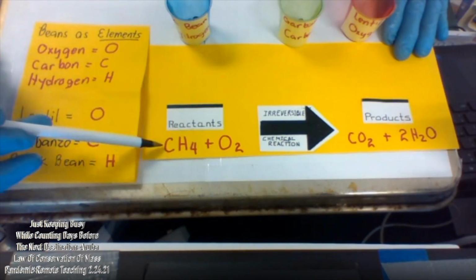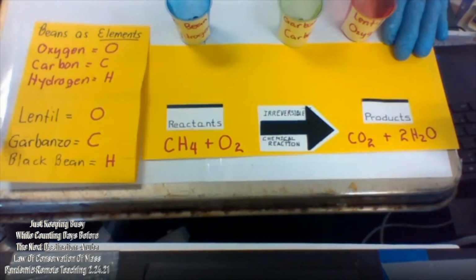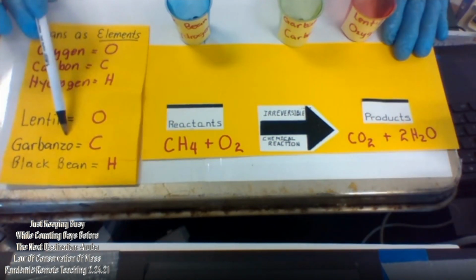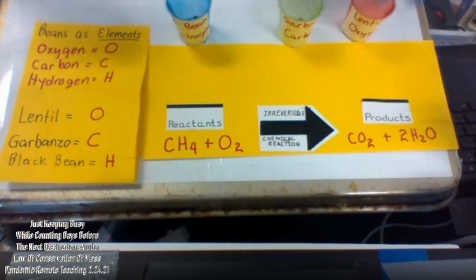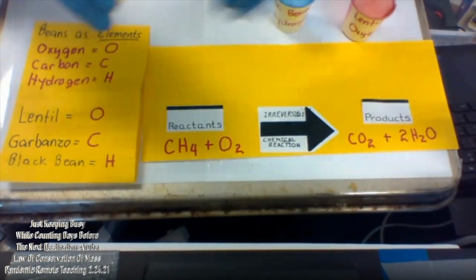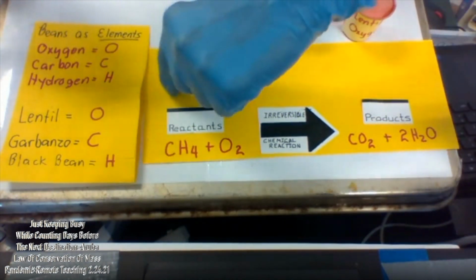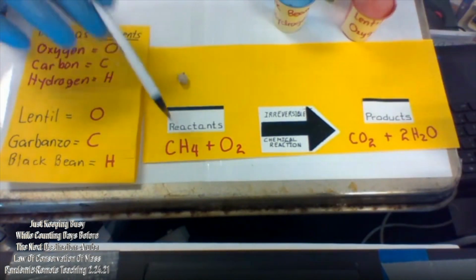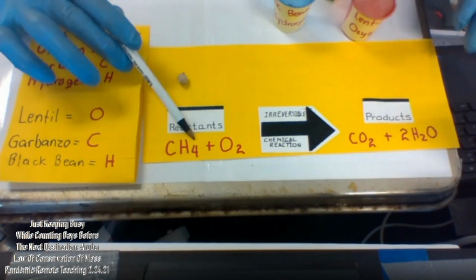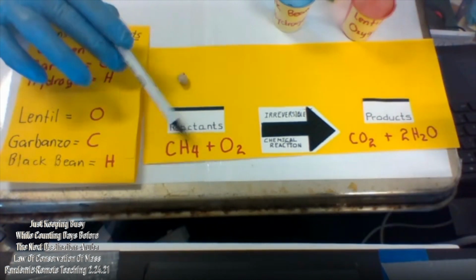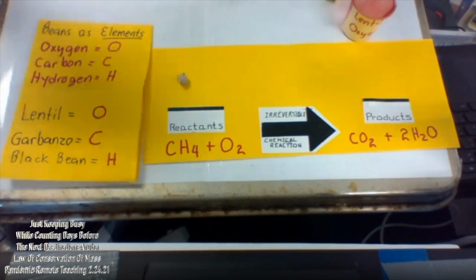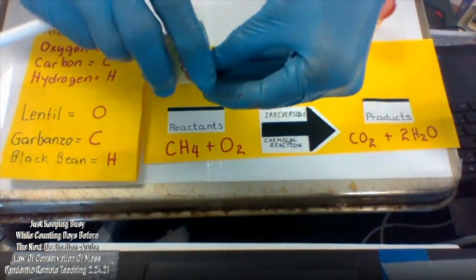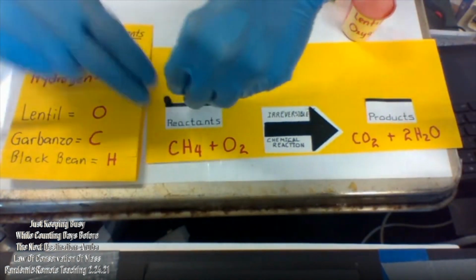And my carbon, or C, is represented using garbanzo. I get 1 garbanzo here. So this is my first garbanzo. That's my C. Hydrogen, I need 4. 4 hydrogen, it says H4. So my hydrogen is my black bean. And I need 4 black beans for my hydrogen.